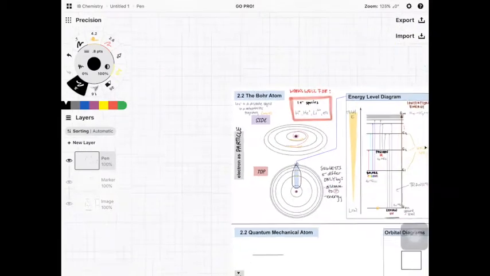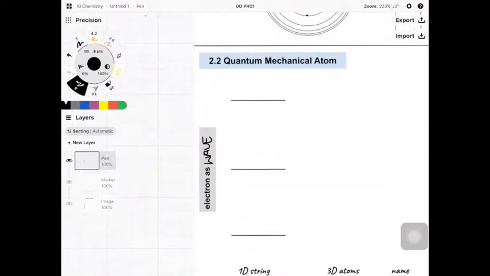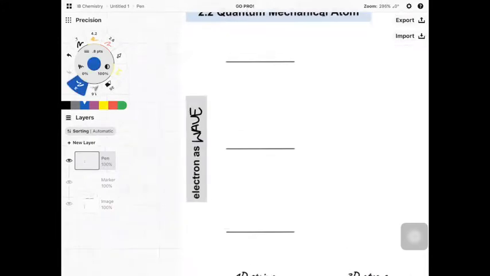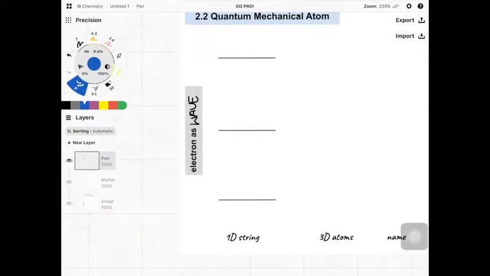Okay, so we took a look at the electron acting as a particle in the Bohr model. The quantum mechanical model of the atom thinks about electrons as waves. So if we're thinking about a string and we wave it up and down, eventually you can get something known as a standing wave, where basically you have the string waving up and down, but the 2 points at the end don't change. Let's pretend that has a wavelength of lambda.